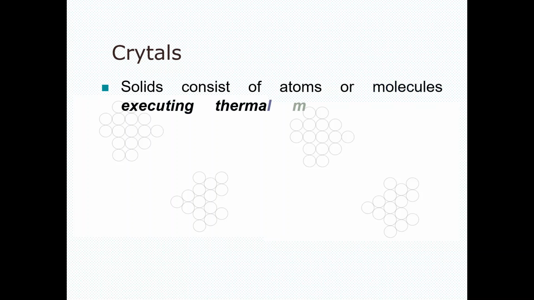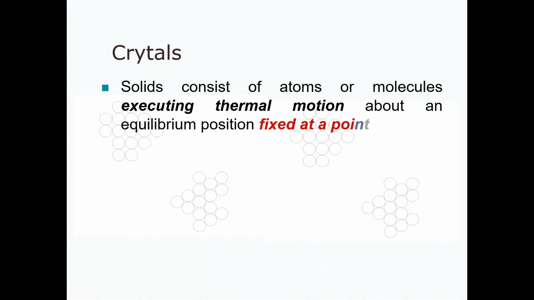So what is a crystal? A crystal consists of atoms or molecules executing thermal motion about an equilibrium position fixed at a point in space. So this is a very formal definition of crystals. Remember, we will have a detailed discussion once we start the course. I mean, this is just a formal definition for introductory purposes.